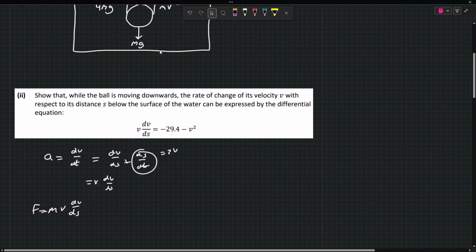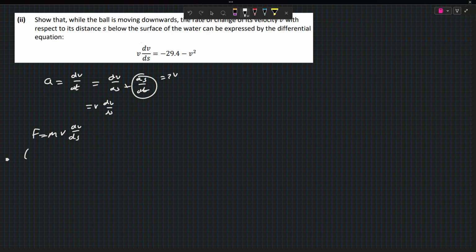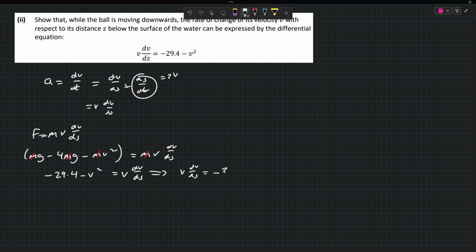So now we can use Newton's second law, F equals m v dv/ds. The net force as it's going down will be its weight minus the buoyancy force minus the drag force, which equals mv dv/ds. Every term has m common to it. Now minus 3 times 9.8 is minus 29.4. So it's minus 29.4 minus v squared equals v dv/ds, which I'll write the way the question wants. QED.